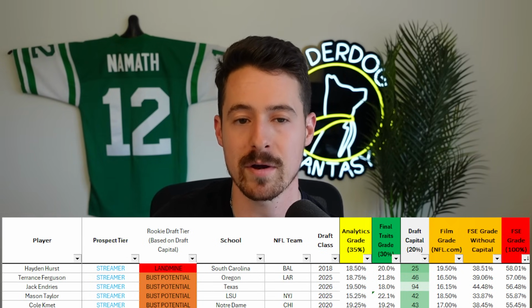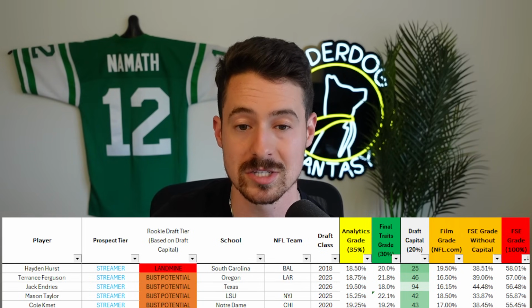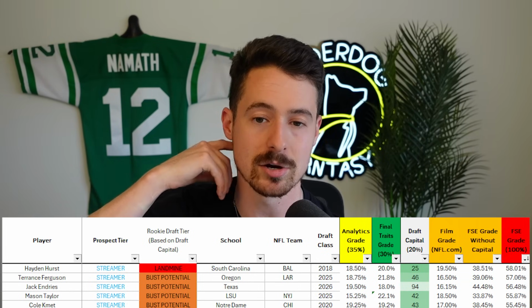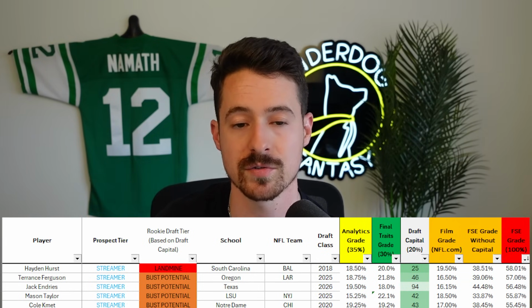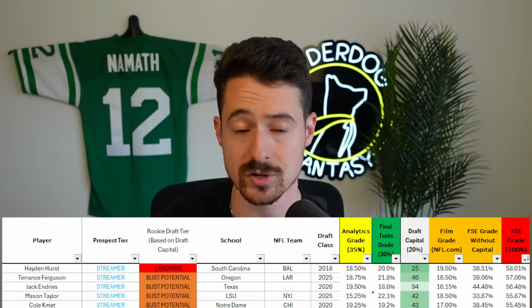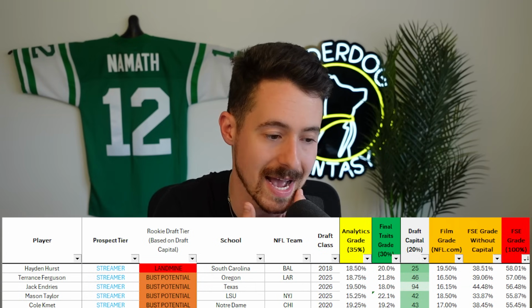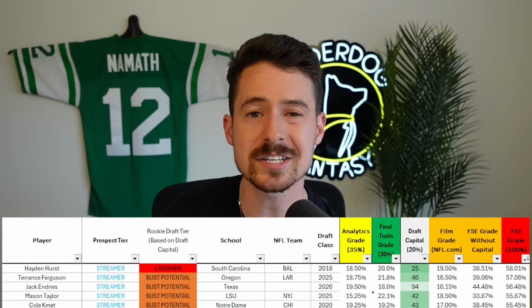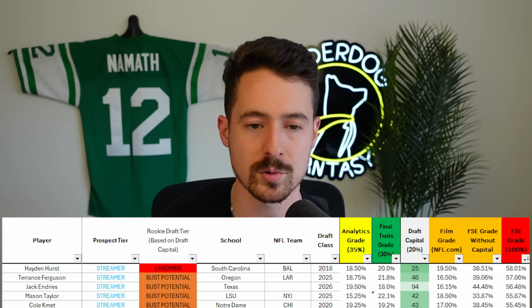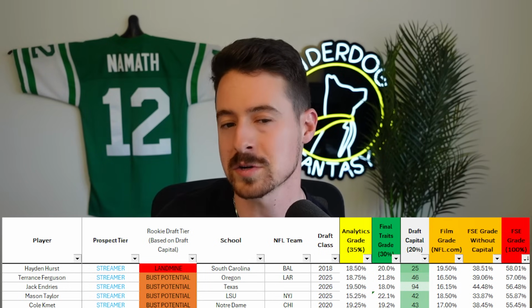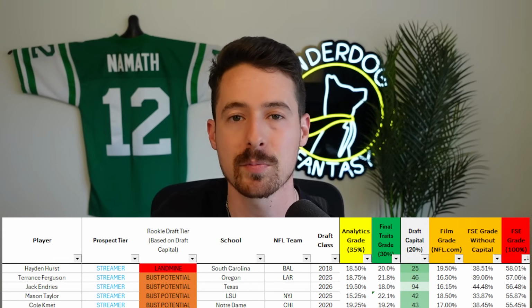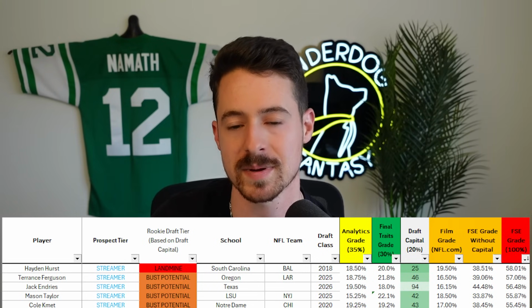His 85.4 PFF receiving grade ranks 1 spot behind Max Klare's for 5th among returning college football tight ends. He posted 623 yards, 2 touchdowns, and a 2.13 yards per route run this past year. So again, nothing spectacular, but a 6'4", 240 pounder, expected 4.6 speed. Again, Pat Freiermuth, probably about the ceiling level of a prospect we're looking at here.